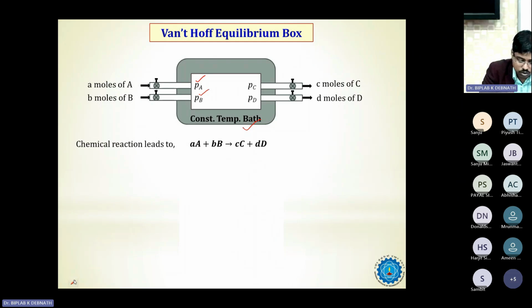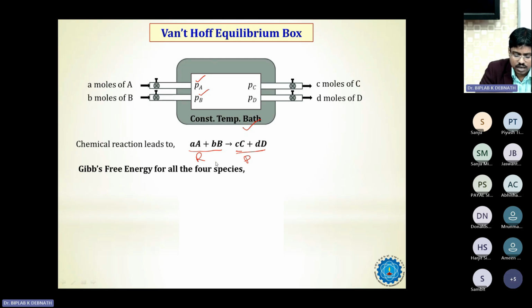So this is the chemical reaction which we are considering: a moles of small a and b moles of small b. These are the reactants. They react with each other at a constant temperature, and pressure may vary. Then after the reaction, we get c moles of C and d moles of D, which are the products. If this is the case, then how can the Gibbs function be written? This gives the free energy for all four species. What are the species? The species are A, B, C, and D.